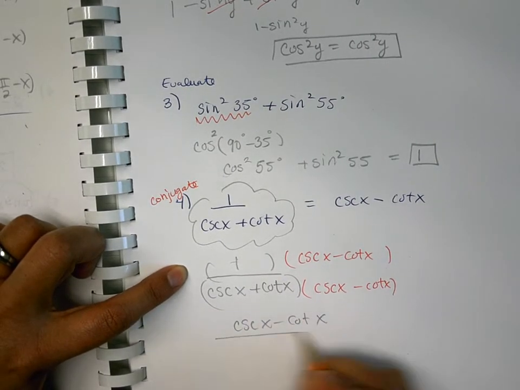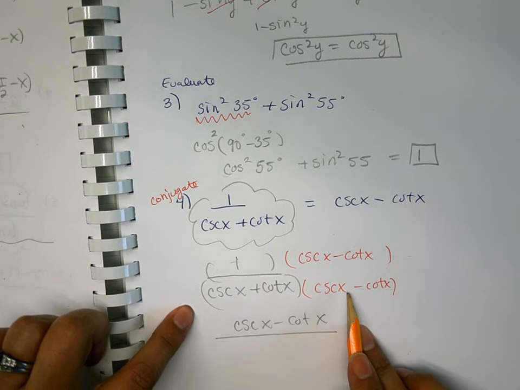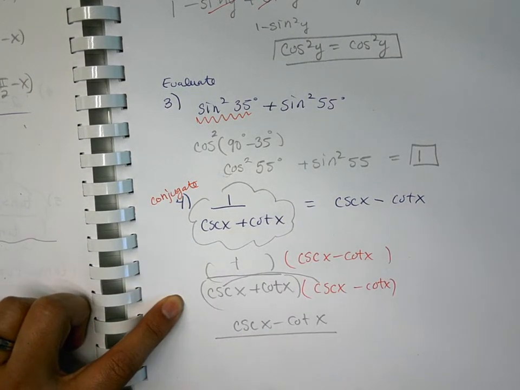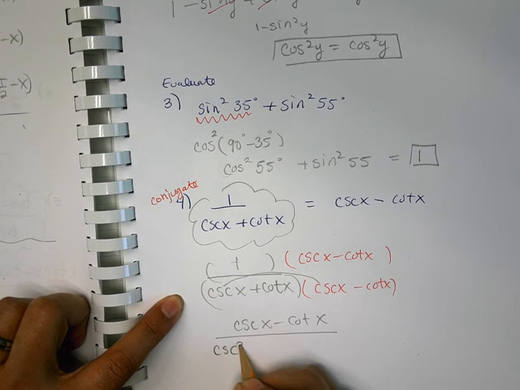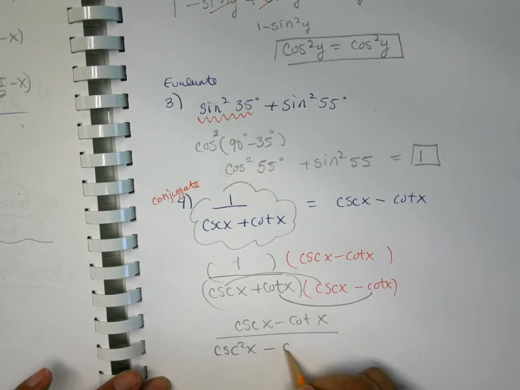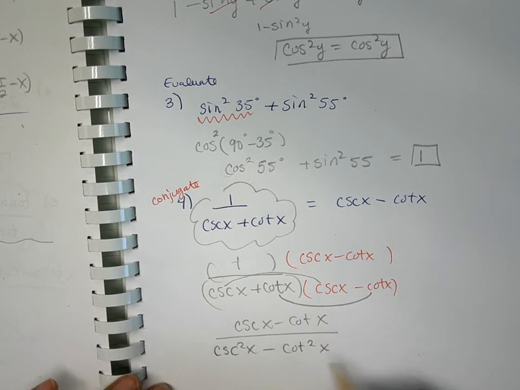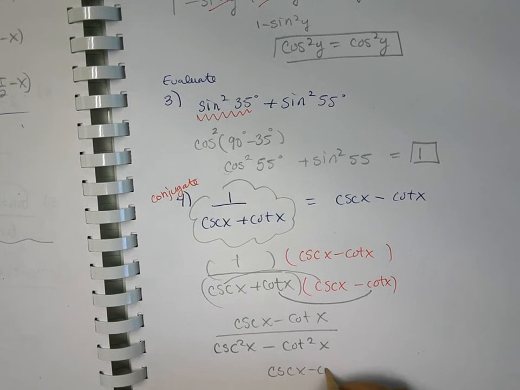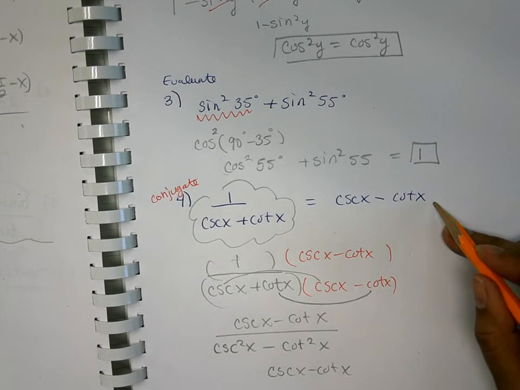Here I'm going to use my shortcut. Conjugate, what happens to the middle terms? Cancel. Cosecant times cosecant? Squared. Middle cancel. Minus what? Minus cotangent squared. Can you guys look at your identity page and see what cosecant squared minus cotangent squared is? That's 1. Is it 1? So we're left with cosecant x minus cotangent x, and is that what we're trying to prove?